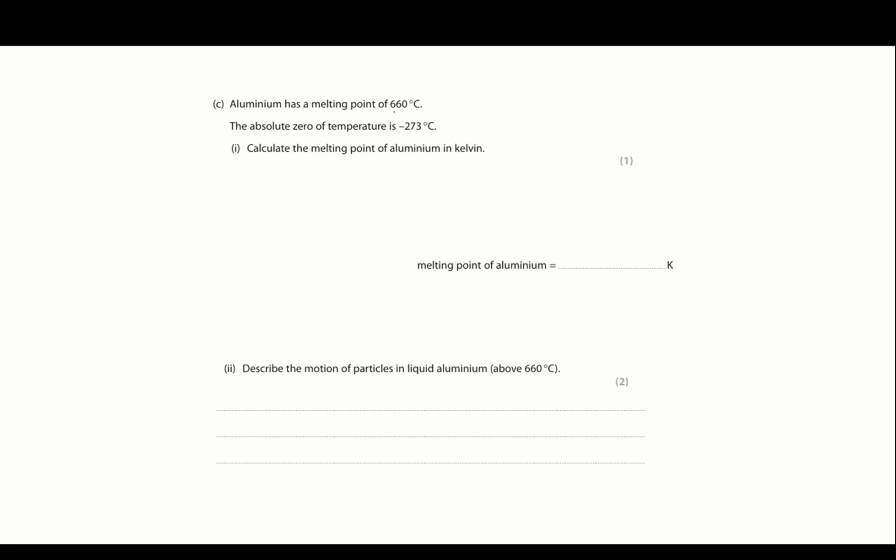Part, aluminium has a melting point of 660 degrees C. The absolute zero is minus 273, and we've got to change to Kelvin. So we know Kelvin is a higher number than degrees C. So I've just got to add 273 to that number to get it into Kelvin. So 660 plus 273 is 933 Kelvin. And as long as you know Kelvin is a larger number than degrees C, you can always work out what you're doing. You're just adding or taking away the 273.